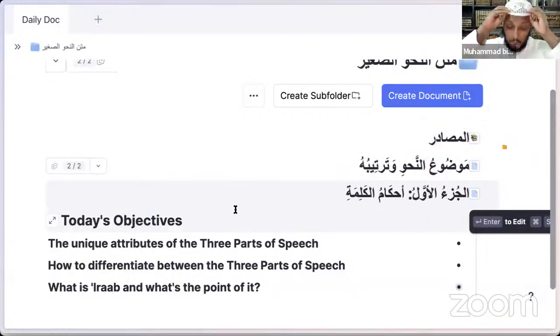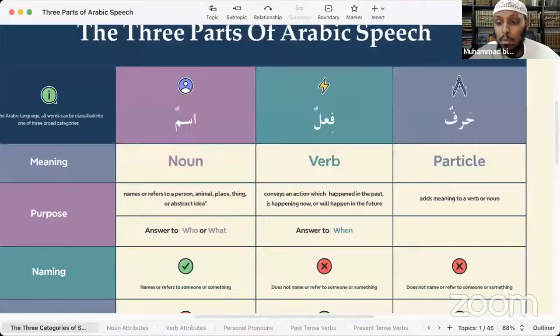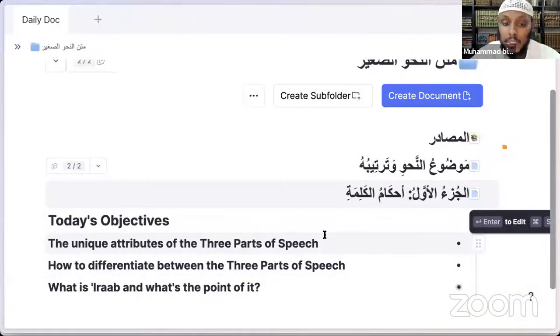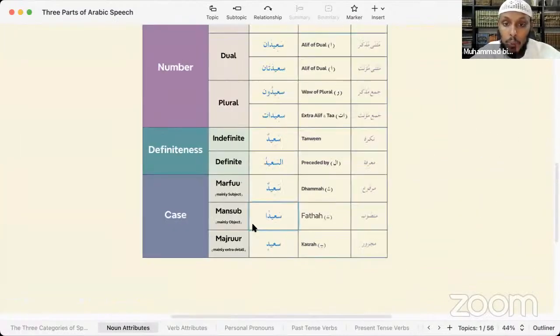Why? Because I had 3 objectives for today's class. Objective number 1 is to talk about the unique attributes of the 3 parts of speech, which you'll find in this table that I'll share with you. Go over it, remind yourself of it, so that you know what attributes every part of speech has. There's still a lot to be covered when it comes to unique attributes of parts of speech. As in, we still need to talk about what are the attributes that are specific to nouns, and what are the attributes that are specific to verbs. That as well, I have created tables for, which I'm going to share with you.